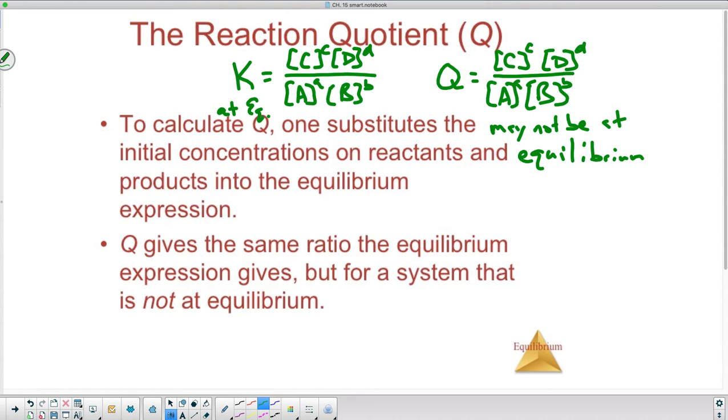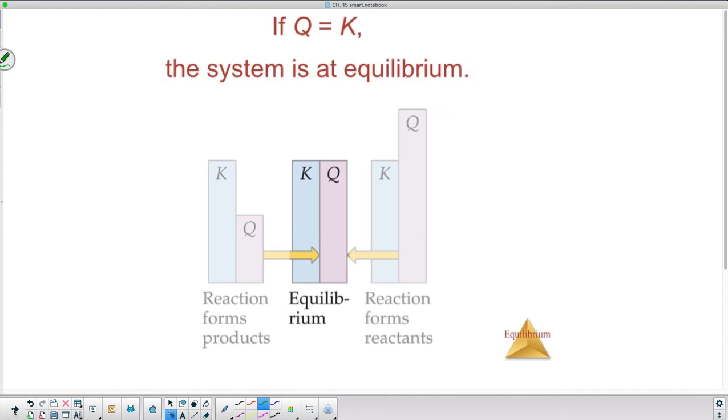So what we can do then is compare K to Q and see if we get equilibrium or we get something different. So take a look at how a system is at equilibrium. Here we have equilibrium. Notice that K and Q are the same number, the same constant. So what happens if Q is less than K, as in this side here?